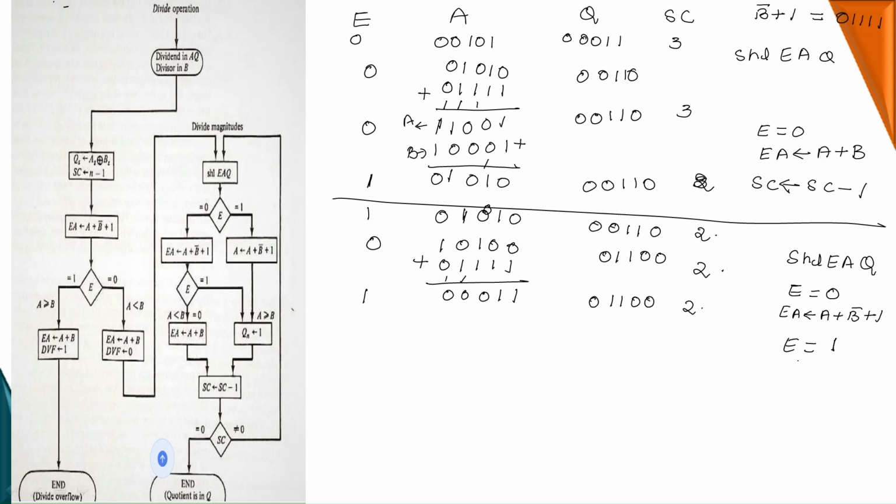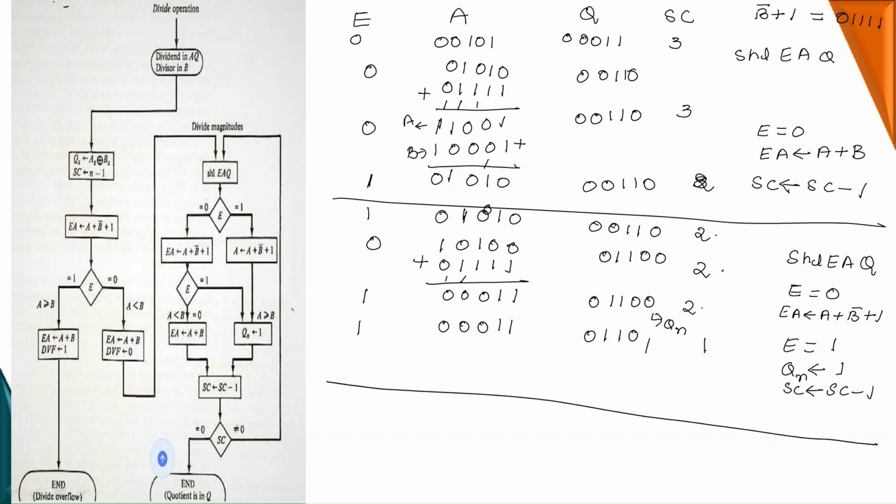When E is equal to 1, you have to make the Qn bit 1 and the sequence counter has to be decremented by 1. So it becomes 1 0 0 0 1 1 0 1 1 0. Qn bit, this is the Qn bit. So it becomes 1 and sequence counter becomes 1. So this is one cycle.